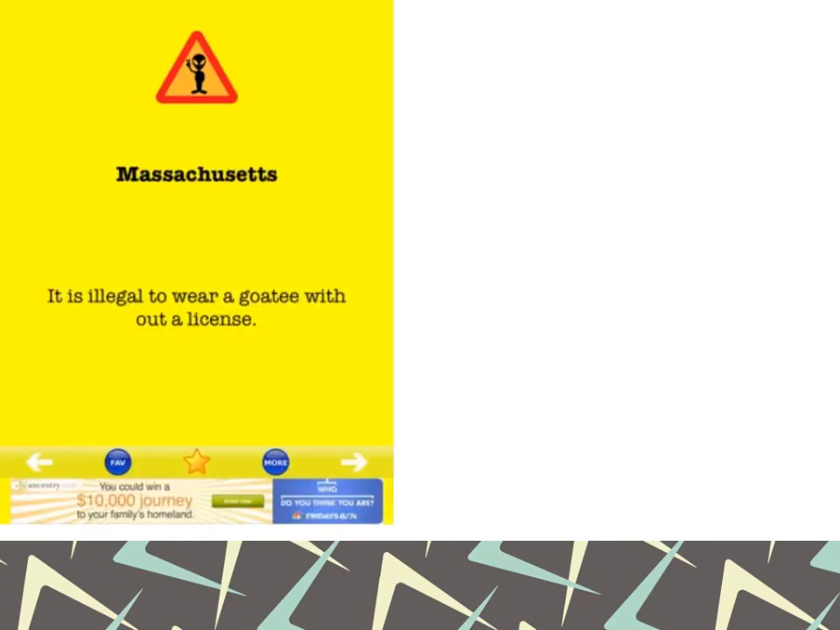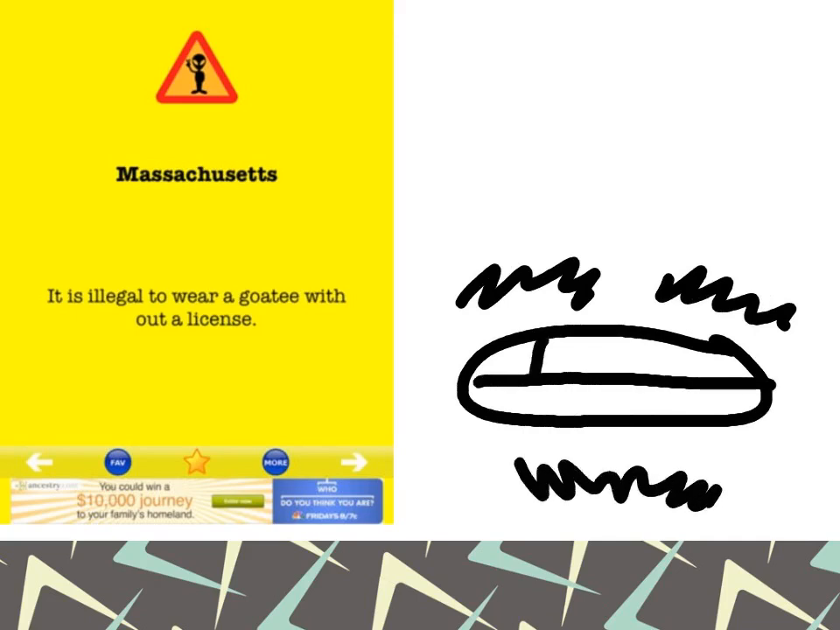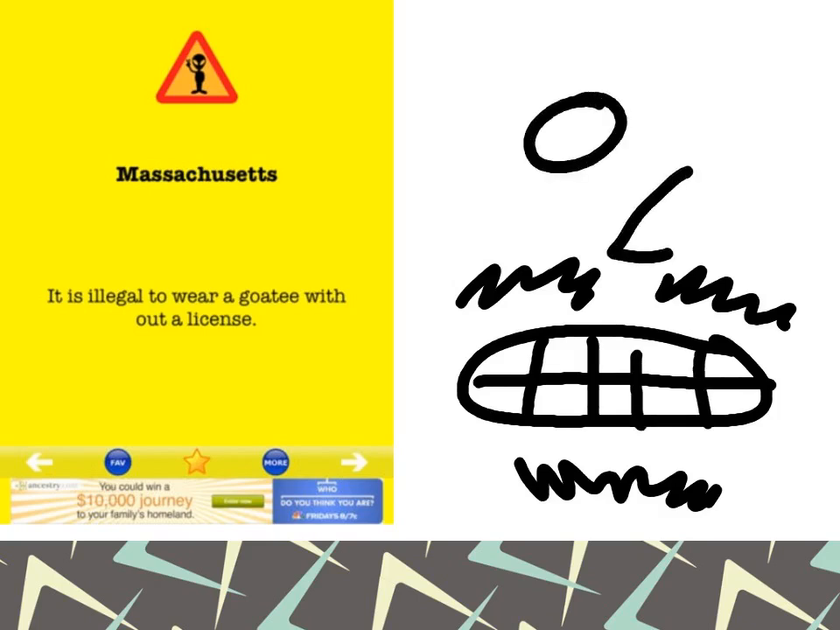In Massachusetts, it's illegal to wear a goatee without a license. A goatee is like when you have a mustache, and we'll say this is a person's mouth. And then you also have facial hair below the mouth. These are supposed to be teeth that I'm drawing there. Here's your nose and your eyes. A goatee is both. So I guess in Massachusetts, you have to have a license to be able to have a goatee.